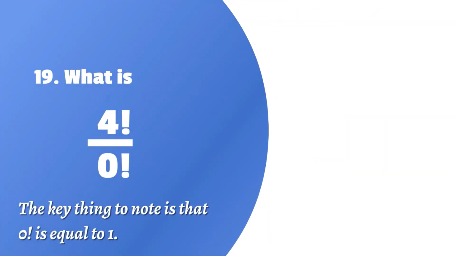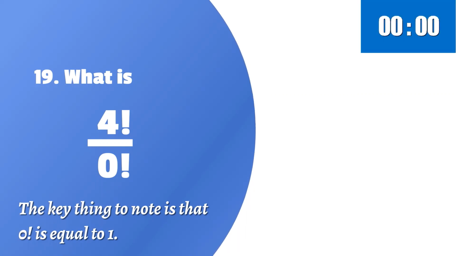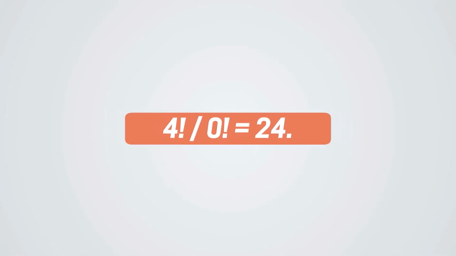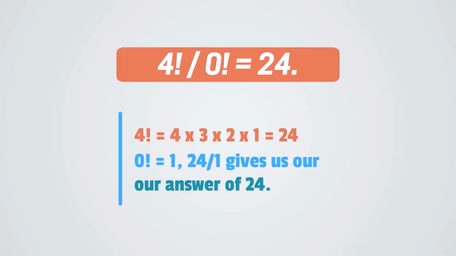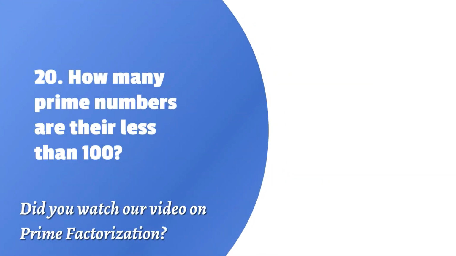Number 19. What is 4 factorial divided by 0 factorial? So the key thing to note is that 0 factorial is equal to 1. Pause the video for more time to solve this problem. 4 factorial divided by 0 factorial equals 24. 4 factorial is equal to 4 times 3 times 2 times 1, which is 24, and 0 factorial equals 1. 24 divided by 1 gives us our answer of 24.